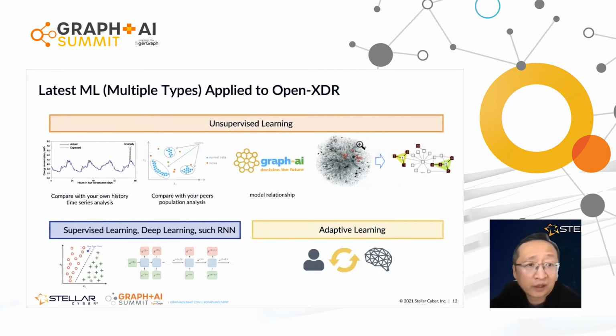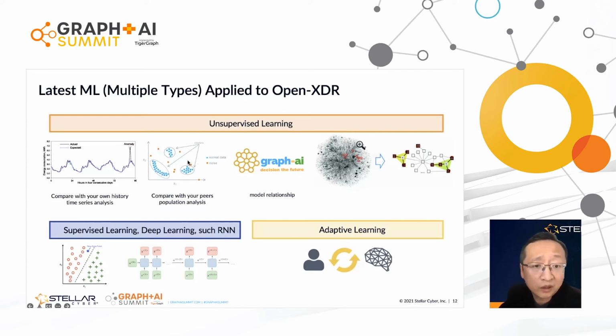Here is a couple of examples, right? In order to cover all the different XDR attack cases, we need to use a large set of machine learning algorithms, from unsupervised learning to supervised learning to adaptive learning. In unsupervised learning, we need to use different models. For example, we use time series analysis to understand something compared to its own history, like the power usage at my home compared to history. Then we know, hey, one day it seems I used too much, then it's an outlier.